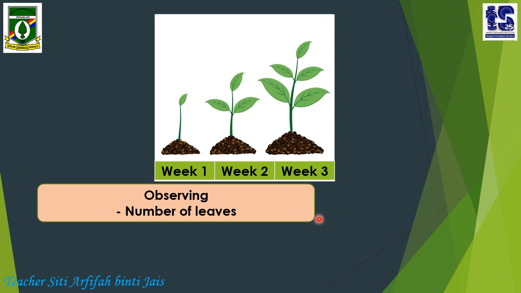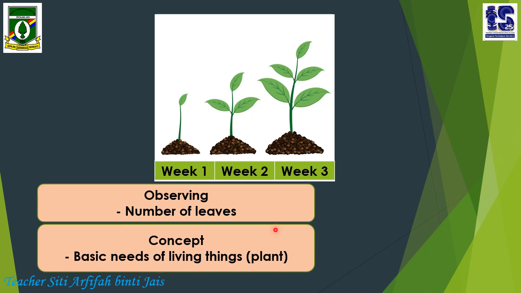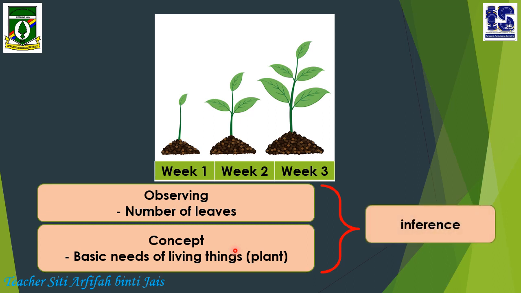Yes, based on your observing process, you identify the number of leaves and you already have the concept. You had learned before that a plant needs sunlight and water to grow. So, from this observation and your knowledge, you can make an inference. The plant grows well because it has enough sunlight and water.